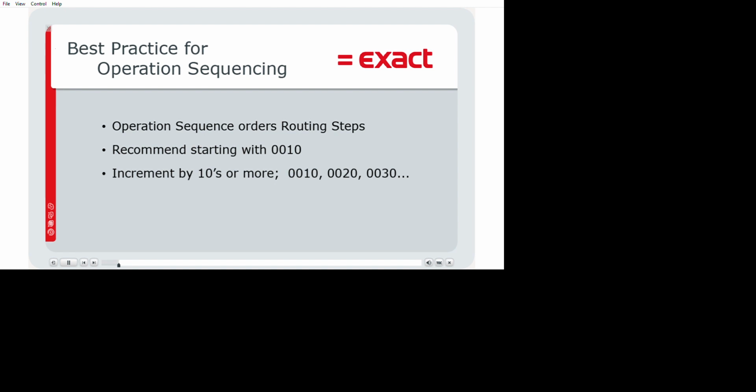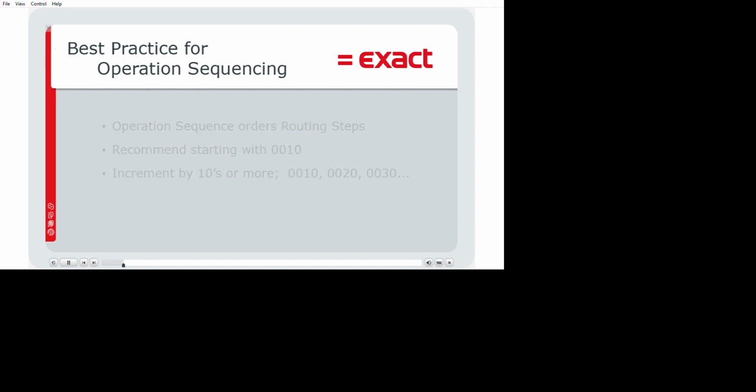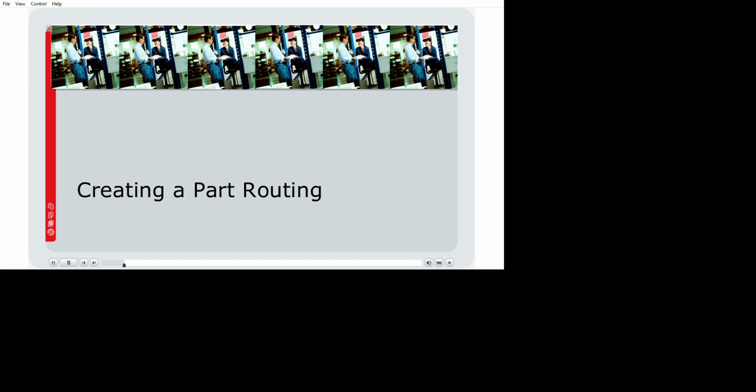Then each subsequent operation should be numbered in increments of 10 or more to allow for room to add operations between the original numbers. This prevents having to recreate the entire part routing in the future if changes need to be made. Now that we know what routing notes are, let's create a few.